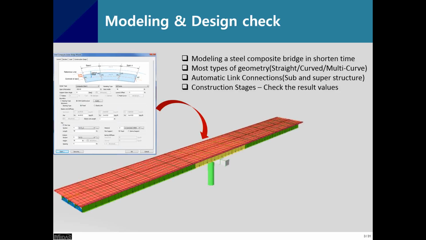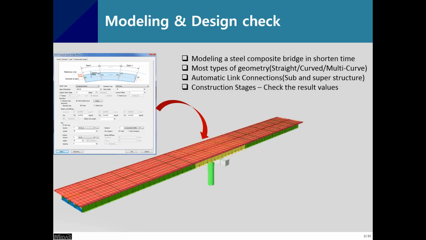And in terms of geometry, the steel composite bridge widget covers straight, curved and multi-curve. Most types of geometry can be covered in the steel composite bridge widget. And the next one is automatic link connections. So once you create your bridge through the steel composite bridge widget, you don't really need to consider the link connections such as elastic link or rigid link. It's automatically connected through the steel composite bridge widget.